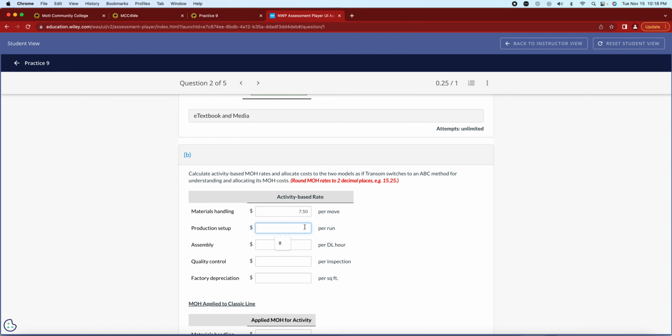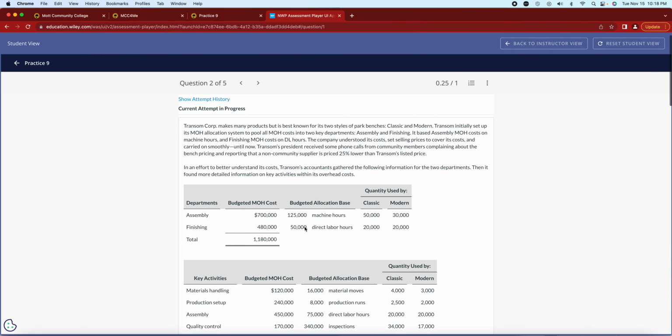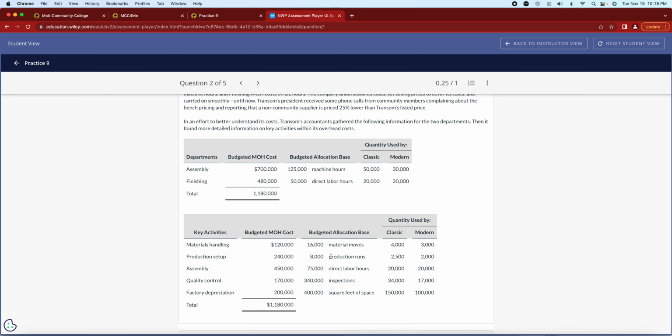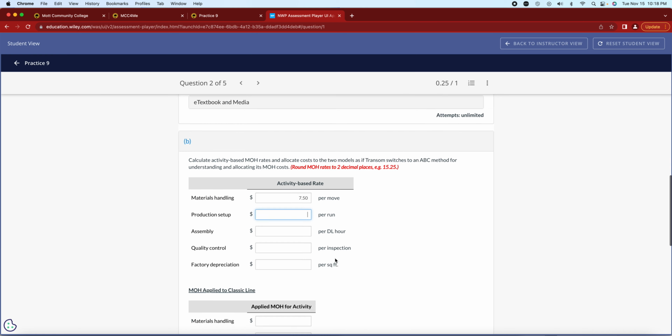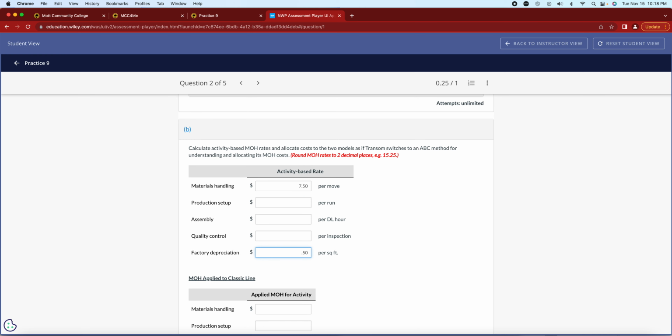Production setup, 240 divided by 8,000. Assembly would be 450 divided by 75,000. Quality control is 170 divided by 340. Factory depreciation, 200,000 divided by 400,000. Put that one down here while it's fresh on my mind. So if we do the math for all of those, we are looking at $30 per run, $6 per direct labor hour, 50 cents per inspection, and 50 cents per square foot.